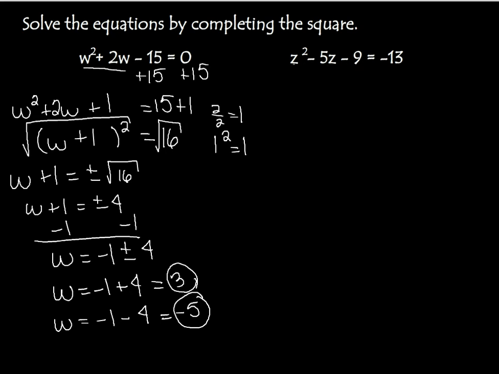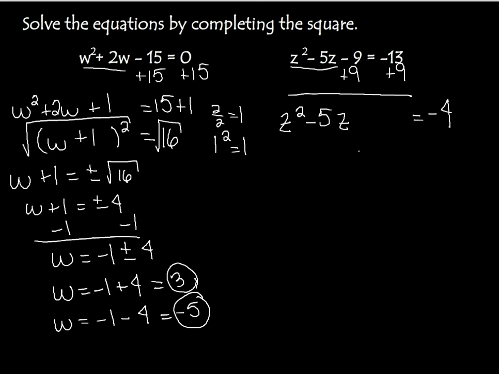Once again, I want this part by itself. So I'm going to add 9 to both sides of the equation. Okay? So I'm going to have z squared minus 5z, leave a space, equals, now negative 13 plus 9 is negative 4.